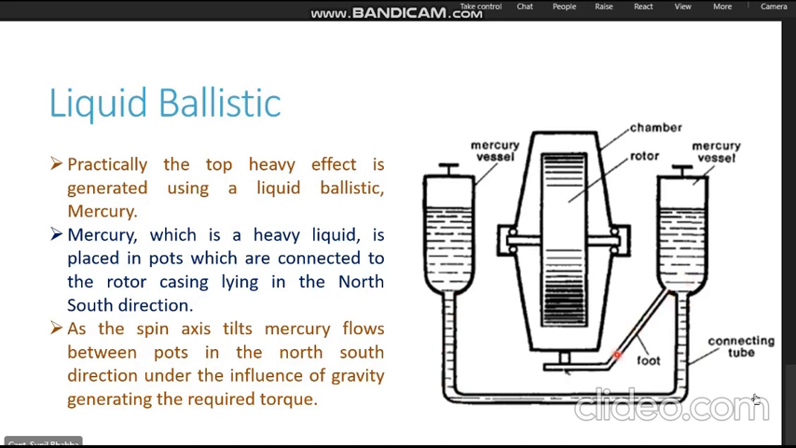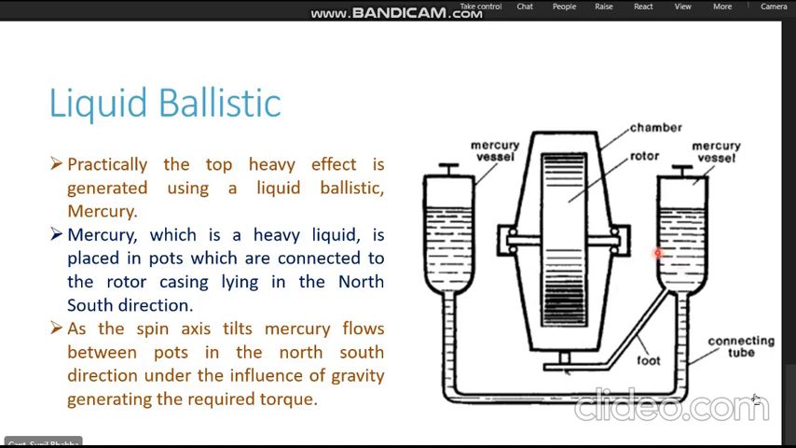Now this attachment which you see, that is the attachment from the bottom of the casing up to the pot, is not a pipe. It is a solid attachment. Mercury cannot flow towards this side. The mercury only flows in this connecting pipe between the two pots. Now how does this arrangement generate the top heavy effect or the bottom heavy effect? The effect which you see right now on the screen is a top heavy effect.